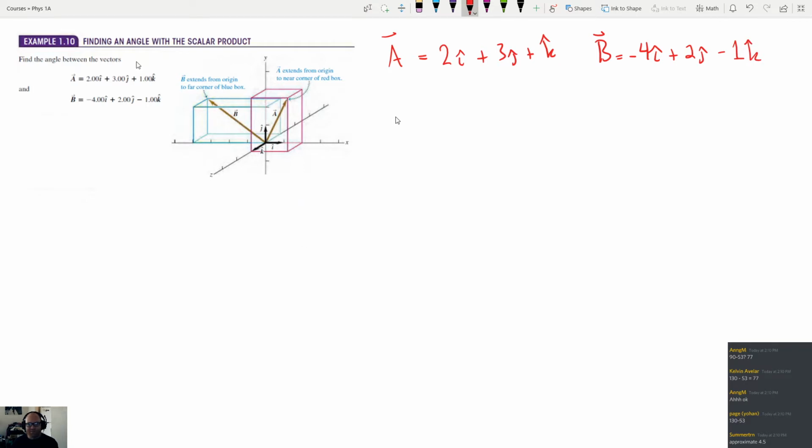And it just says find the angle between the vectors. We're gonna do one other thing. We're gonna find the angle that vector A makes with the x-axis. But how do we do this first part? We'll call this part A.